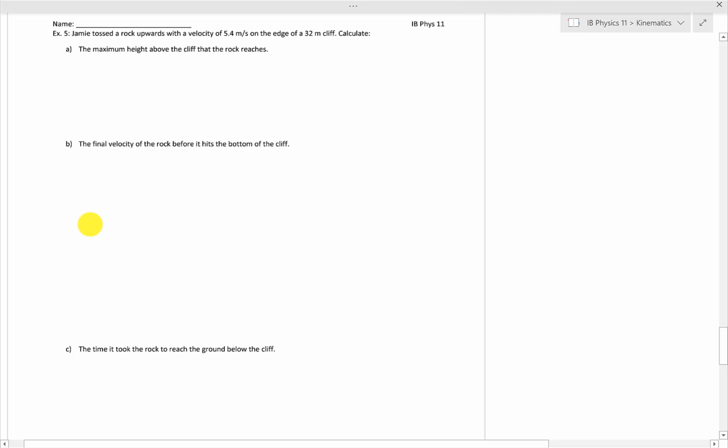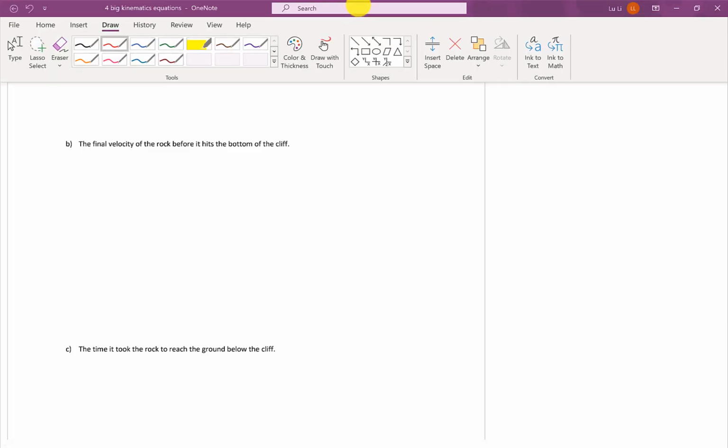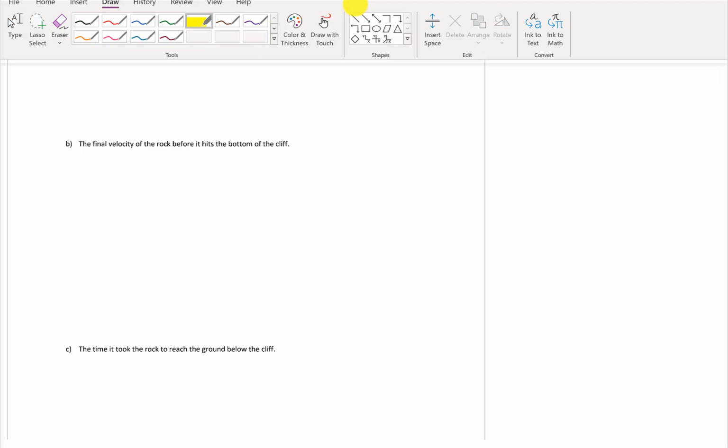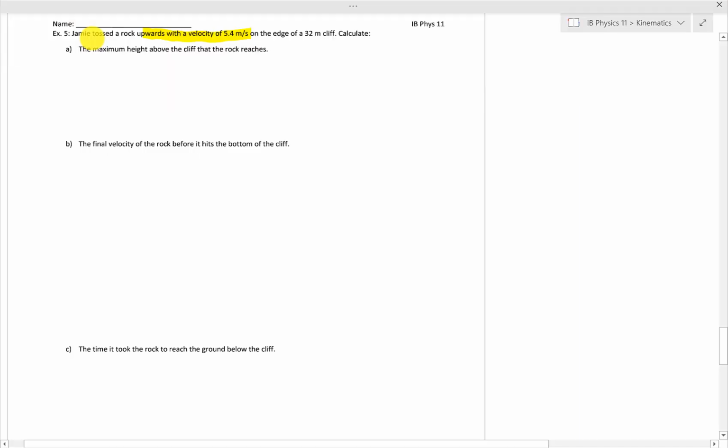Okay, time to go over this one problem. We have Jamie tossed a rock upwards with a velocity of 5.4 meters per second on the edge of a 32-meter cliff. So let's start highlighting our problem. Step 1 in problem solving. Rock is thrown upwards with that particular velocity, meaning that's probably our initial at this point. That's where the rock starts from.